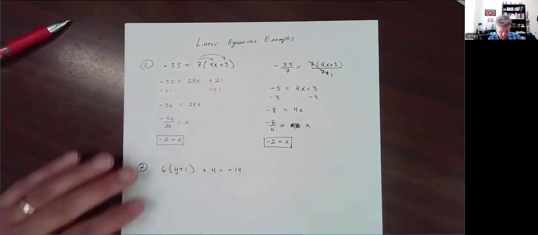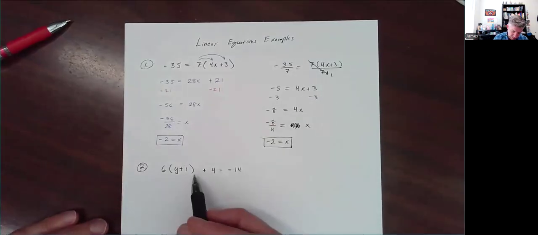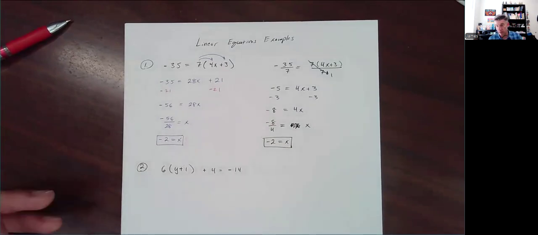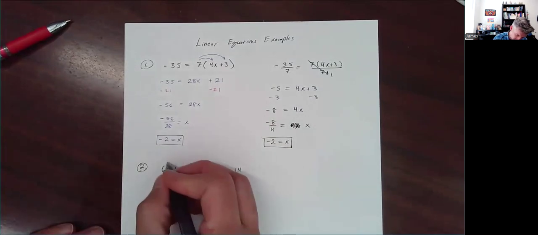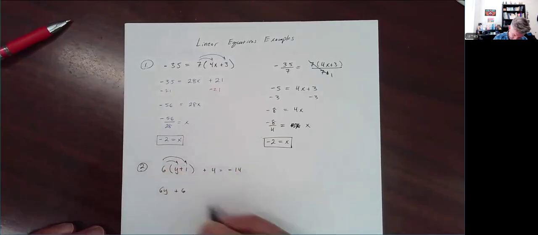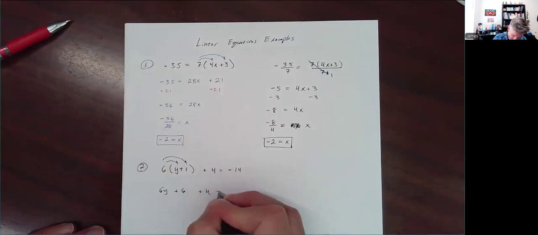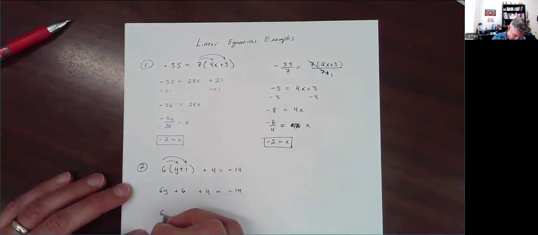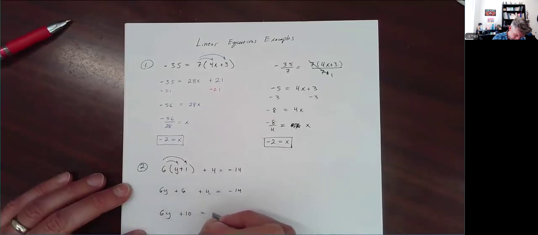Let's do this next equation. 6 times (y plus 1) plus 4 equals -14. So I would start by distributing the 6. So 6 times y is just 6y, and 6 times 1 is just 6. Plus 4 equals -14. And I'm going to add these together on the side. So 6y plus 10 equals -14. And subtract 10 from both sides.